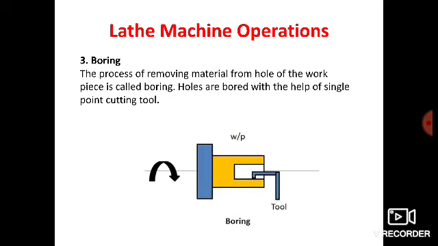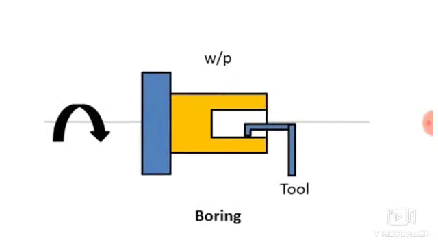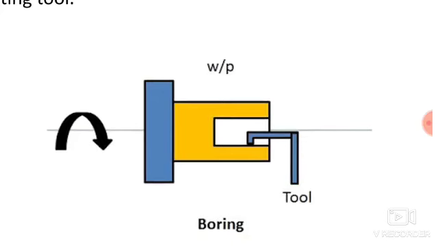Next operation, that is boring. The process of removing material from the hole of the workpiece is called boring. Holes are bored with the help of a single point cutting tool. Now here you can see the boring operation. Boring operation is nothing but enlarging the previously drilled hole.